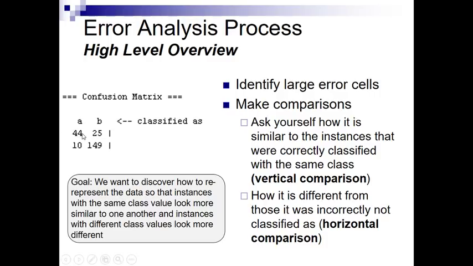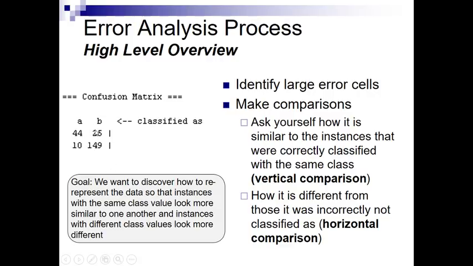And that's the distance between the distribution of that feature in the 44 and in the 25. And features that have a big horizontal absolute difference are potentially features that are confusing our model. In the vertical comparison, we're looking for the features that make the 25 look similar to the 149.